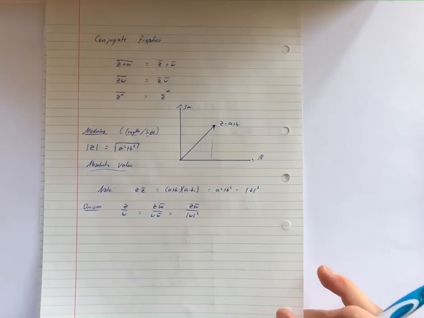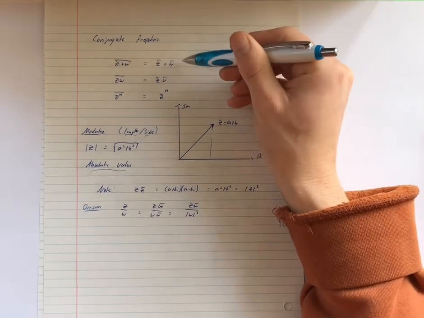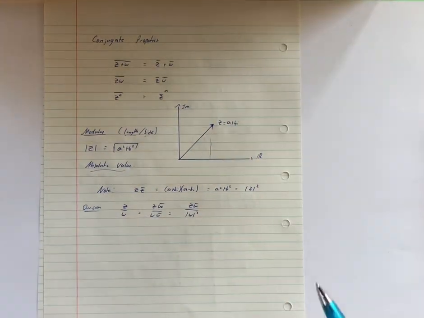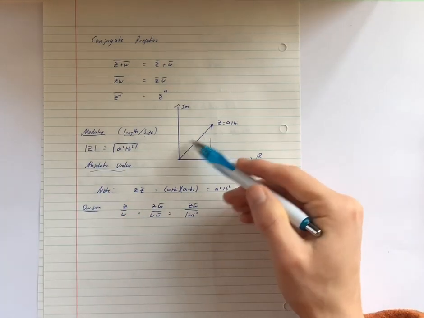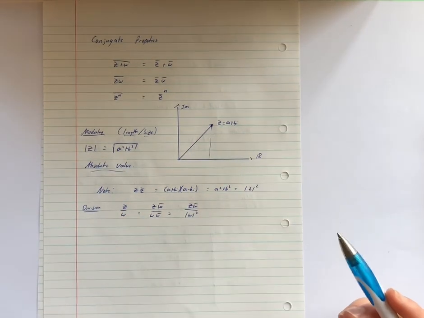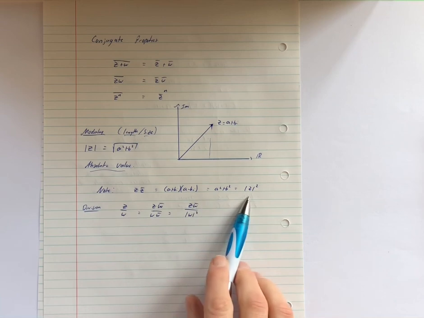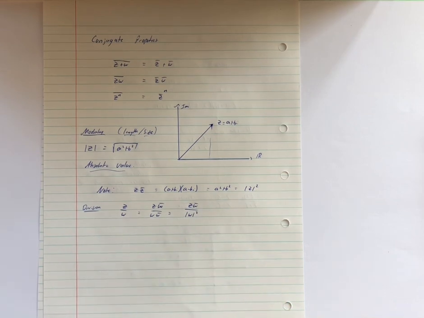And then we just looked at the conjugate properties. So the conjugate rules are pretty simple. Modulus is obviously quite intuitive. It's just the length of that vector. And that fulfilled a bit of that division rule that we did before.